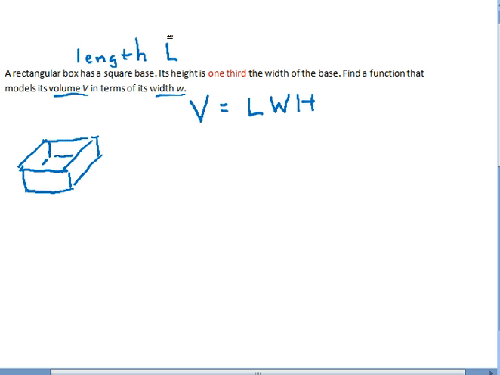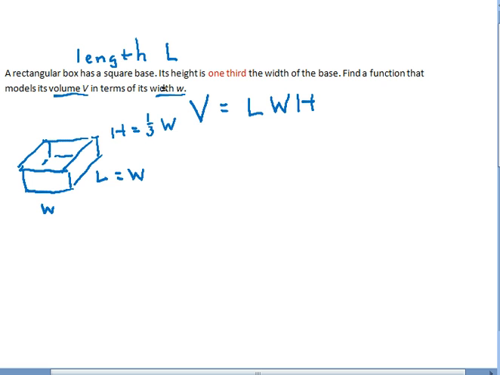Now we go back and read the first sentence. It says that the box has a square base. So although we'll say this is the length, this is the width, and this is the height, since we have a square base, the length equals the width. And so we're going to say L equals W. And as we read the second sentence, its height is 1/3 the width. And so the height is 1/3 of W.